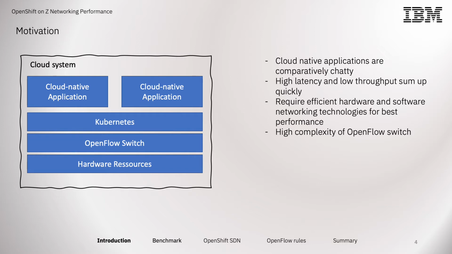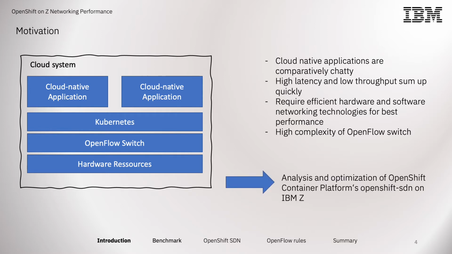I'll give you an example. If you have 10 hops in your system, while each hop contributes 100 milliseconds, you get 1 second in total. That's quite long. With that said, we know that we require efficient hardware and software networking technologies for best performance and user experience. Since an OpenFlow switch can be highly complex, we decided to analyze and optimize such a switch, namely the OpenShift SDN of the OpenShift Container Platform on IBM C.